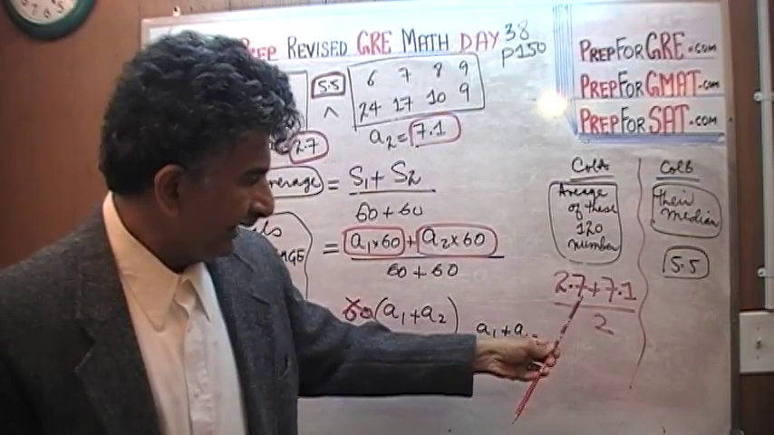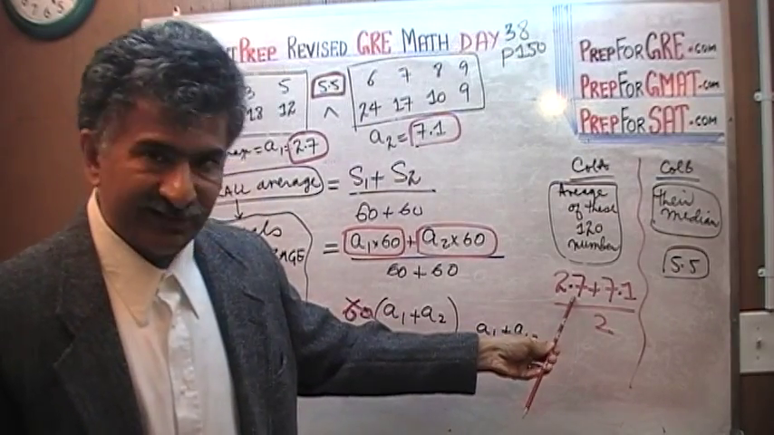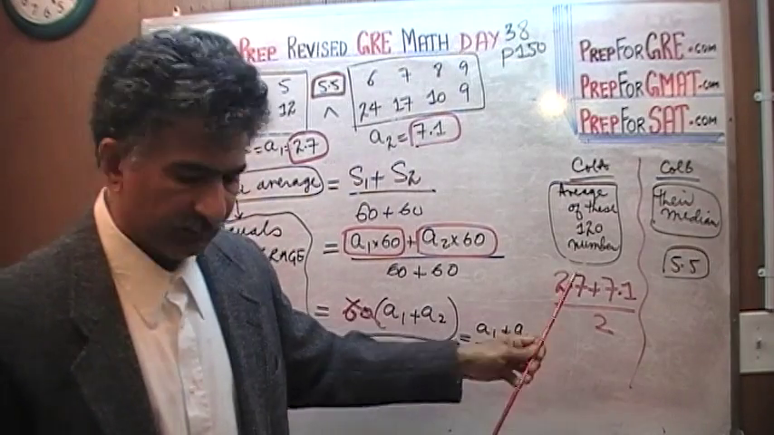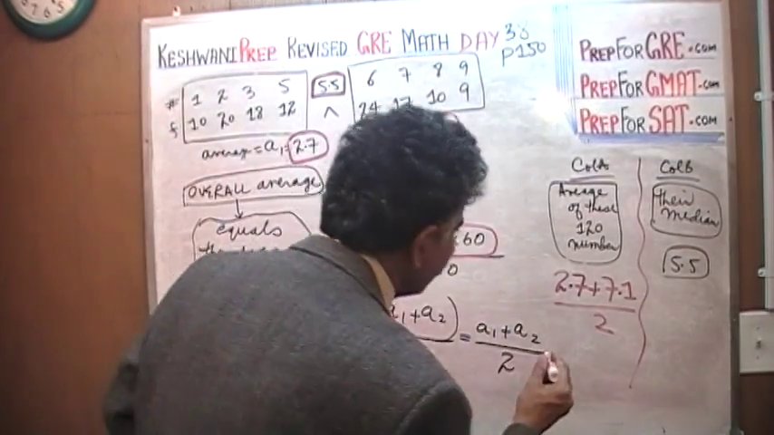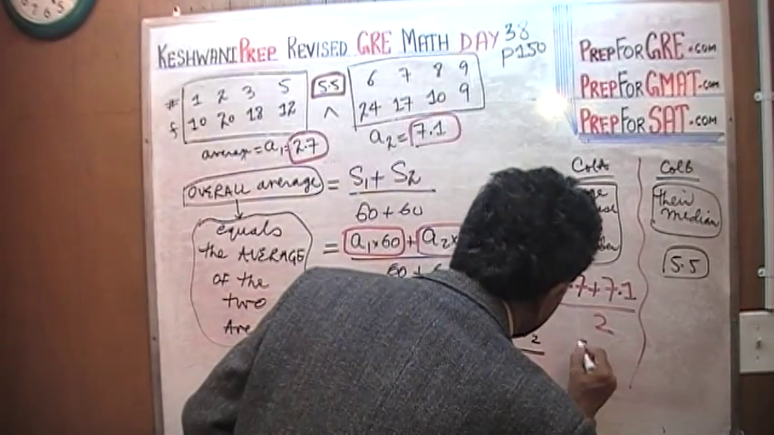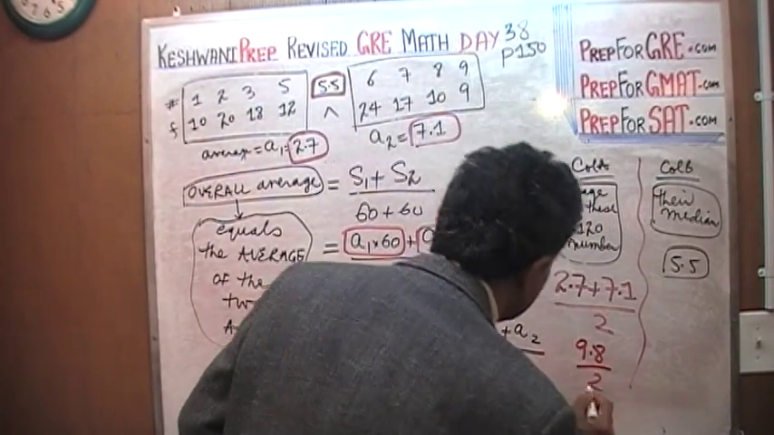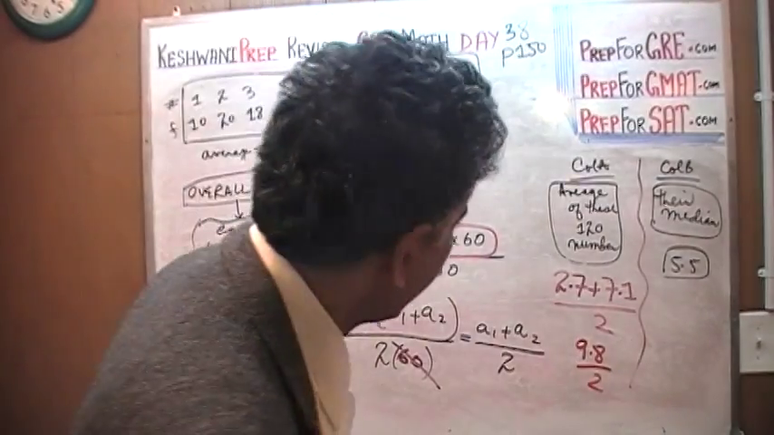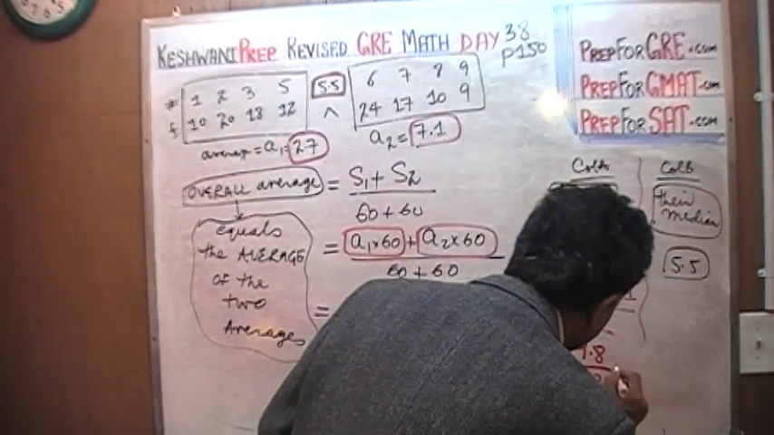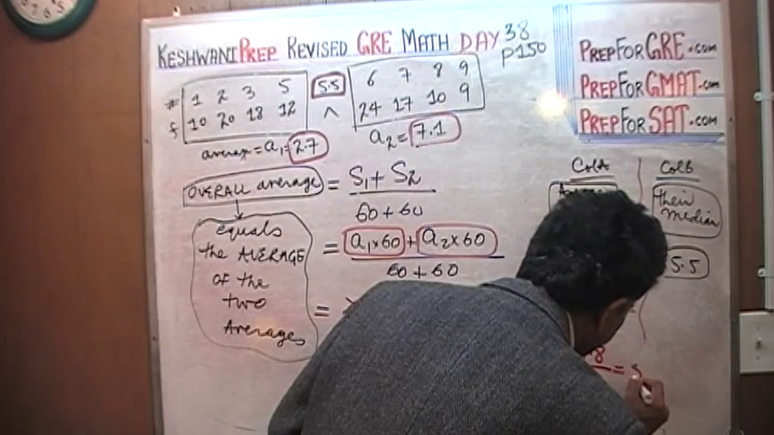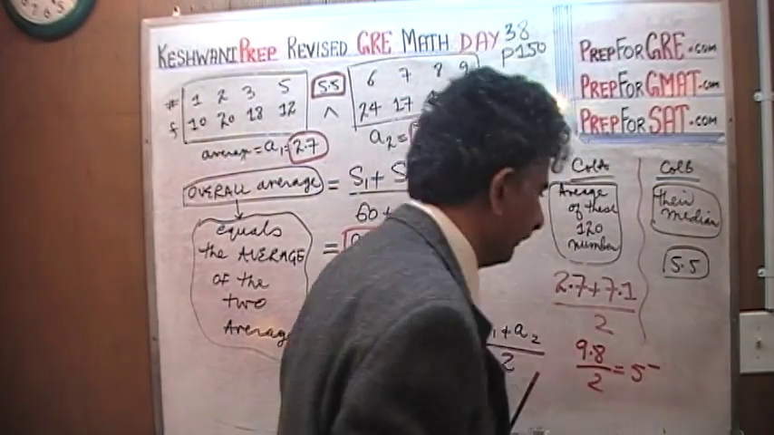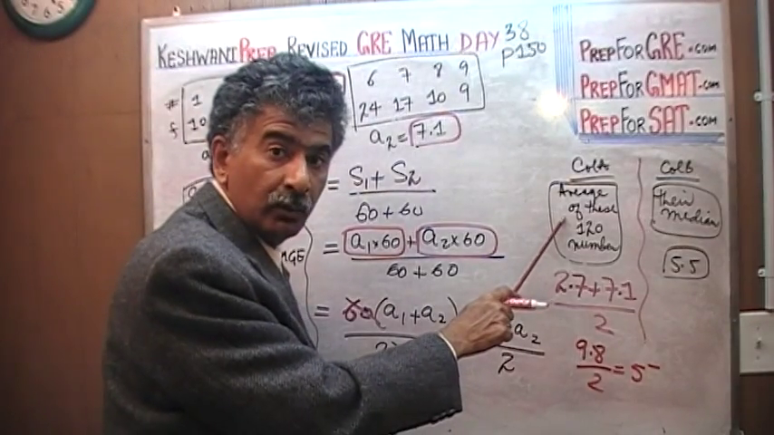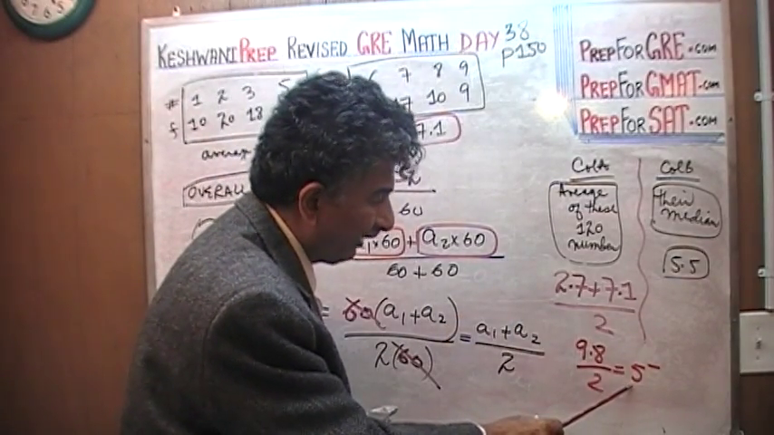2.7 plus 7.1, listen carefully. This is less than 3, this is a little bit more than 7. 2 plus 7 is 9, so it's 9.8 over 2. Whatever it is, it is less than 5. How do we write less than 5? 5 with the minus sign in front of it. So the average of the 120 numbers turns out to be something less than 5.